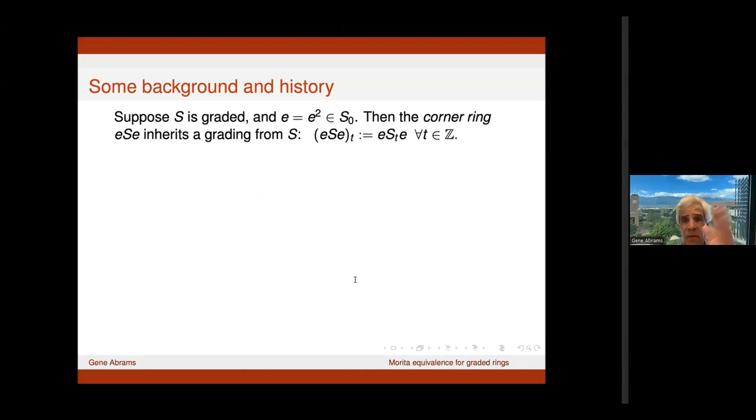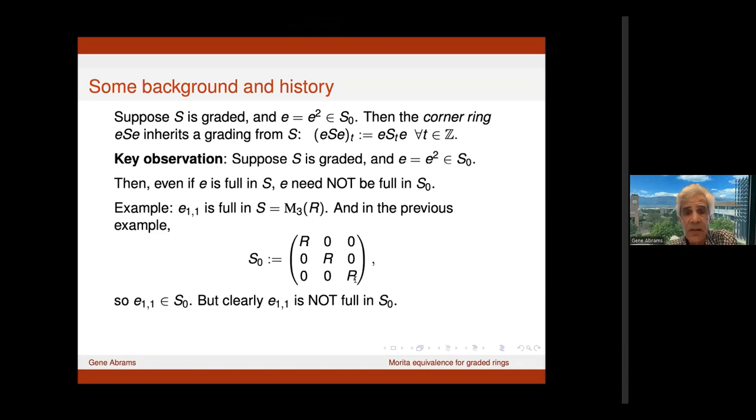Okay, next, if we look at any corner of a graded ring, then it turns out that the corner easily inherits a grading, which we'll also call the standard grading on the corner. You just grade by taking the t component to be the E times the t component of S. Right, so here turns out to be the key component to one piece of the theorem that we will prove: if you take a graded ring and you take something in the zero component, then even if E is a full idempotent in the ring S, it might not be a full idempotent in the zero component.